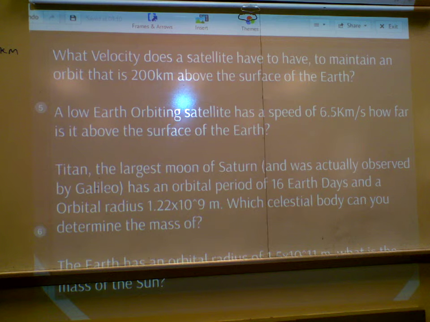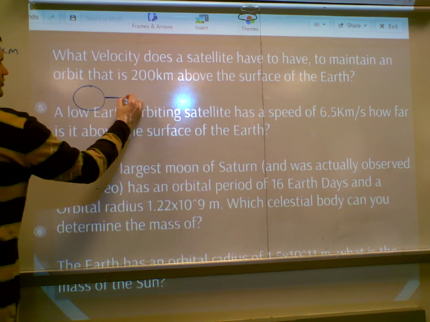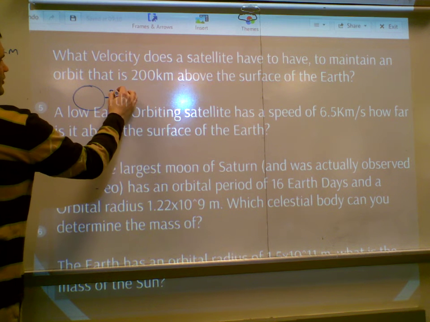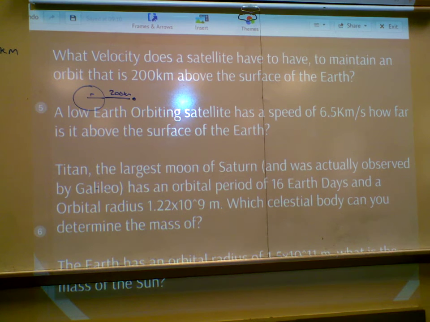We're going to convert that to meters, and we have to do what then? Add it to the radius of the Earth, right? Because in this problem, here's the Earth, here's the satellite, 200 kilometers away. So we have to make sure that we add the radius of the Earth to that. If you don't add the radius of the Earth, will you get the right answer? No.